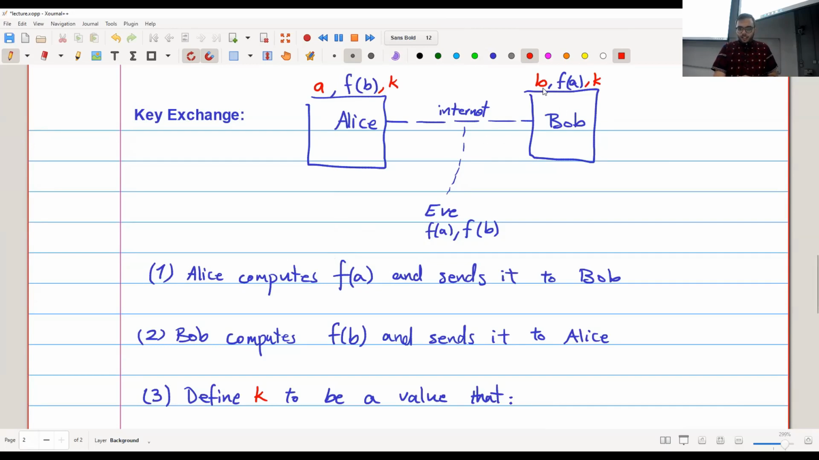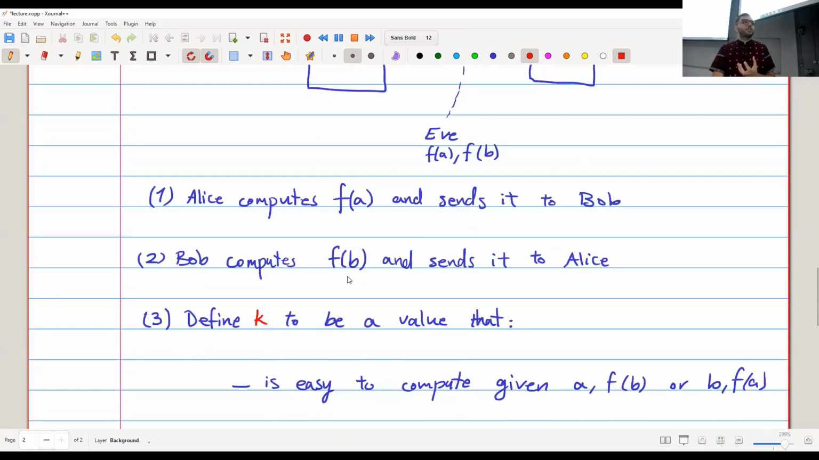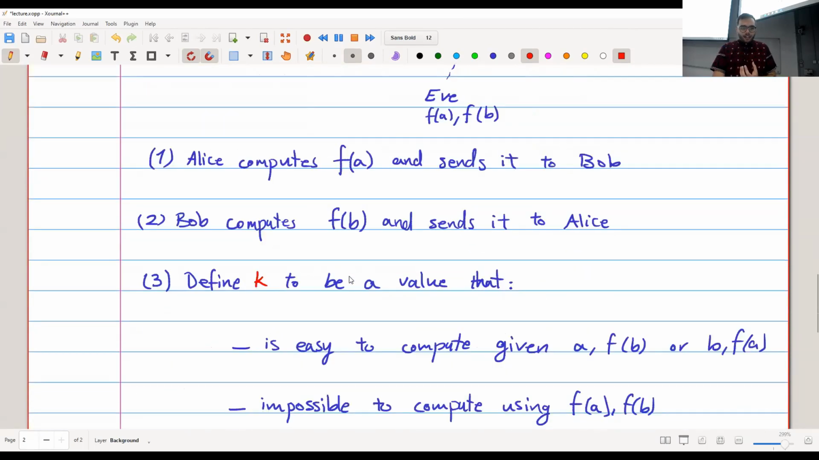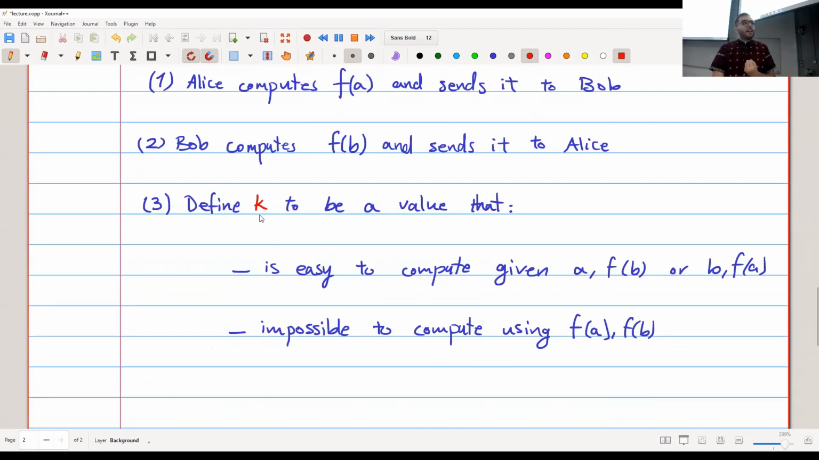And the same thing happens with B. So I have a secret B here. I don't want to send the secret itself. I just want to send a masked version of my secret. And then I want to have a final secret K. And the idea is that this K should be easy to compute if you have one of the two secrets, if you have A or B, and of course, the f of the other secret, which everyone has. But it should be impossible to compute if you don't have any of the original secrets. So this is what we want to design.